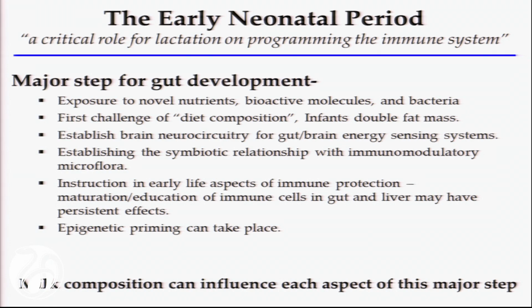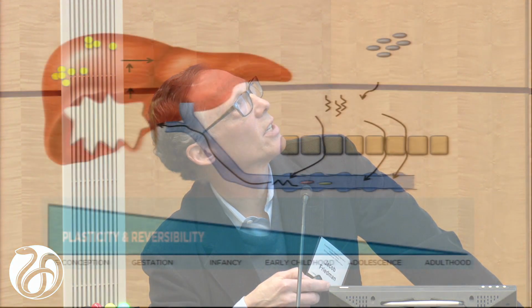The brain neurocircuitry is being established. You're establishing your immune system, a symbiotic relationship with the gut, and you're getting instructions from your diet in the early aspects of immune protection. So what things can you let in and things that you can't let in, and how does this maybe program your inflammatory pathways for maybe the second half of what's going to happen to you in life. And part of this has been shown to take place at the level of epigenetics. So things that are in the microbiome really can modify the immune cells in the gut, and other speakers will talk about that. So the way I think about this is as follows.